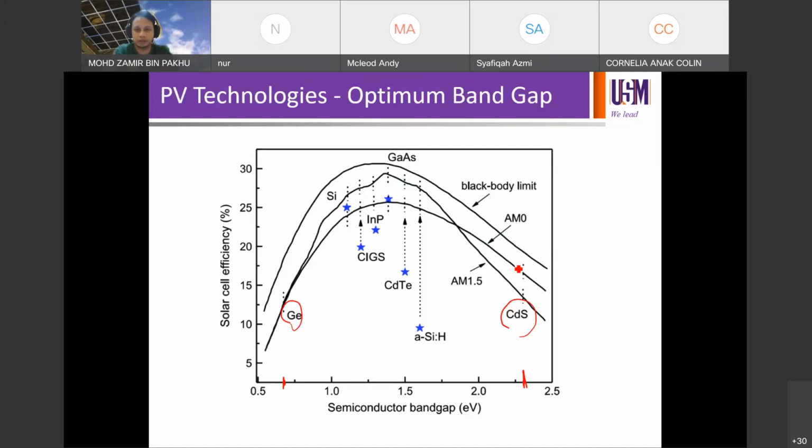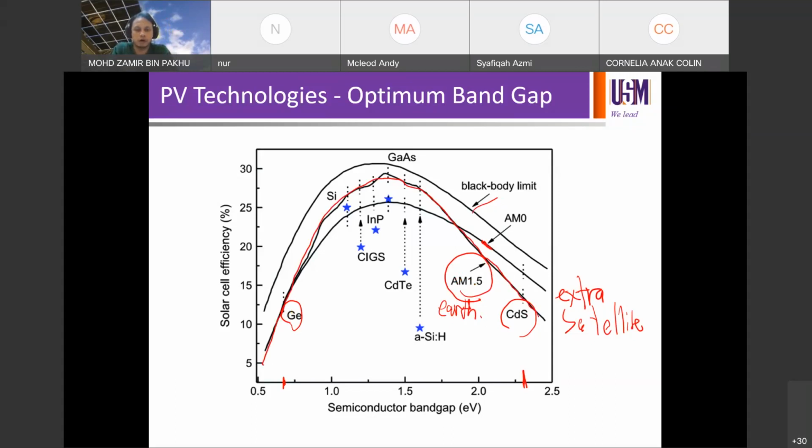The first one here is AM0, which is for extraterrestrial application. I talked to you about this yesterday on the satellite and stuff. For ground application, Earth application, we're talking about AM 1.5. Black body limit is the theoretical limit, right? Black body calculation. So let's just look at the 1.5 curve. Look at this curve, 1.5.